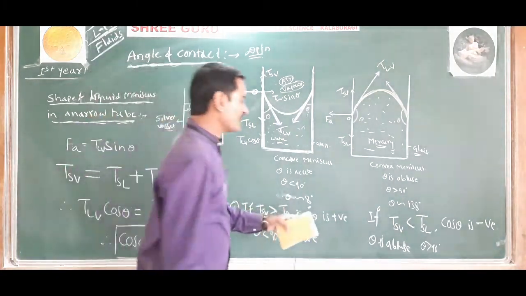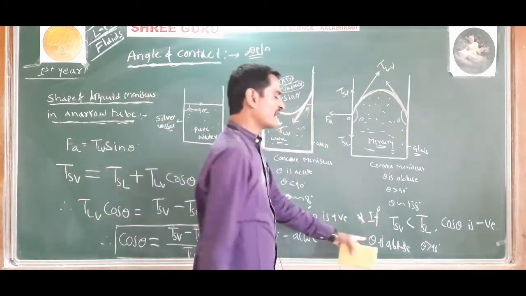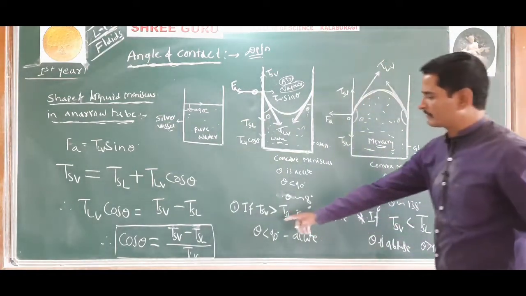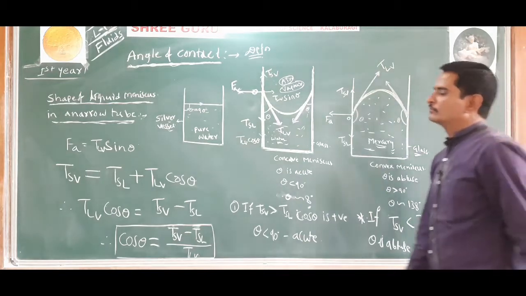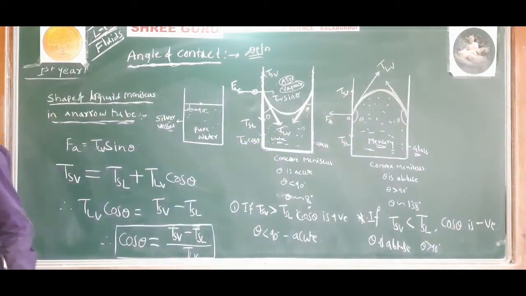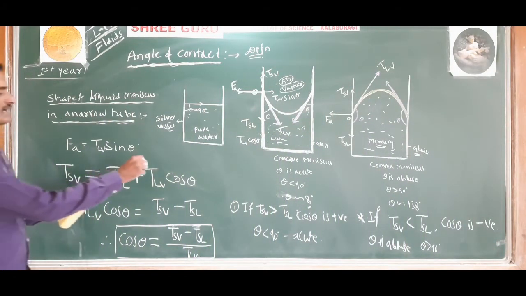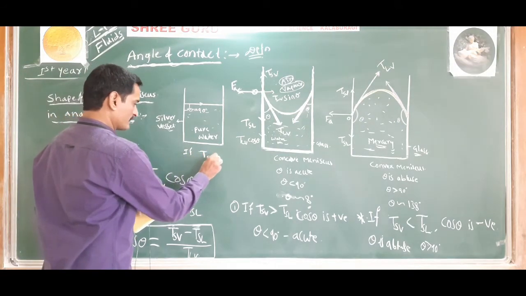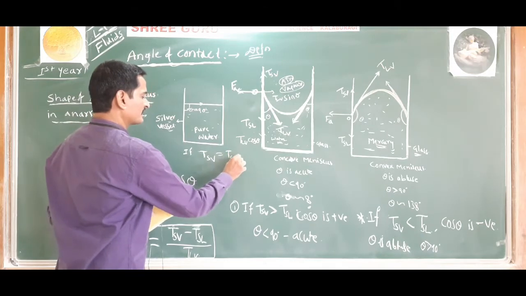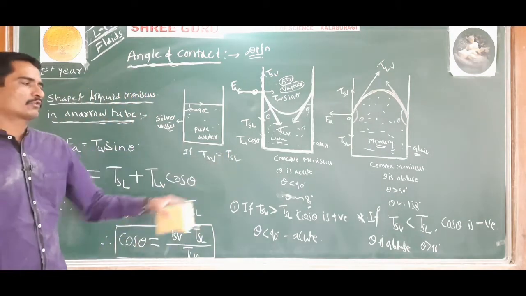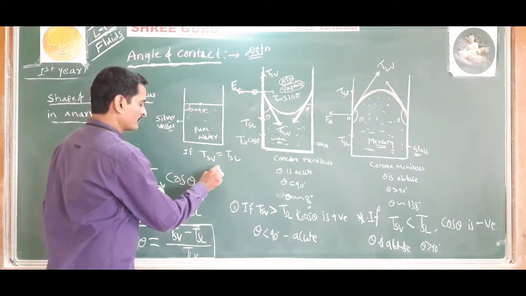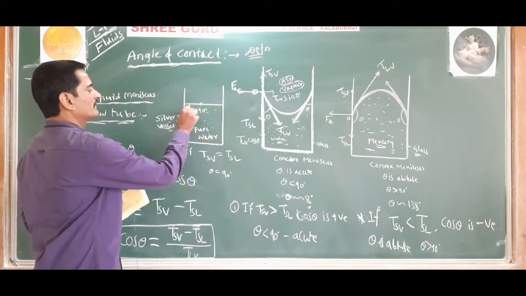Convex upward, and the liquid does not wet the solid surface. Here the liquid wets the solid surface. Understood? Now the last one: if TSV is equal to TSL, then cos theta will be equal to 0, so theta will be 90 degrees. That is, theta is 90 degrees.